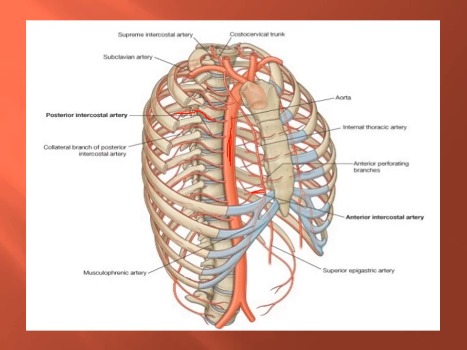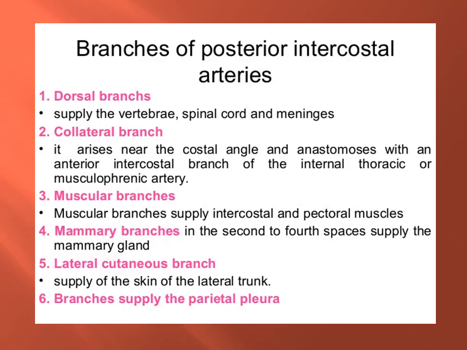If we see this diagram, we can see the branches of the posterior intercostal arteries are the dorsal branches. Dorsal means posterior branches which supply the vertebrae, spinal cord, meninges, and the muscles of the back. Then they give rise to collateral branches near the costal angle. Costal angle is the angle of the rib and anastomose with an anterior intercostal branch, which is the branch of internal thoracic artery in the first 6 spaces, and from 7 to 10th it is supplied by the musculophrenic artery, which is the terminal branch of again internal thoracic artery.